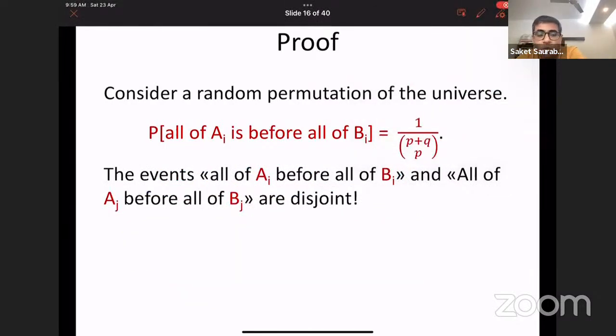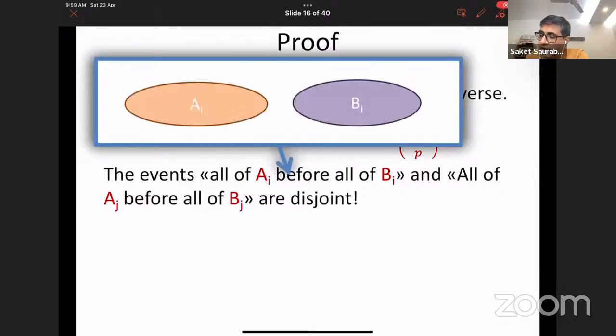Now I'm asking, what is the event that all of AI before all of BI and all of AJ before all of BJ are disjoint? Why? Look, here is an AI and BI, they are disjoint. Now, if the same permutation has the property that all of AJ occurs before all of BJ, then how will it be? But you know that BJ has to intersect with AI, right? And you know that AJ has to intersect with BI. So how can these things happen? These are contradictory things.